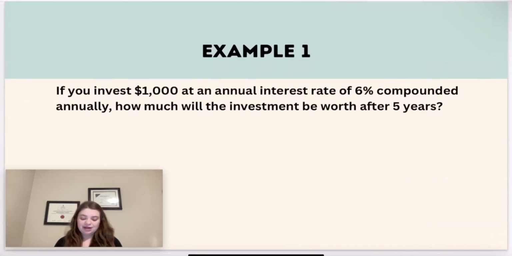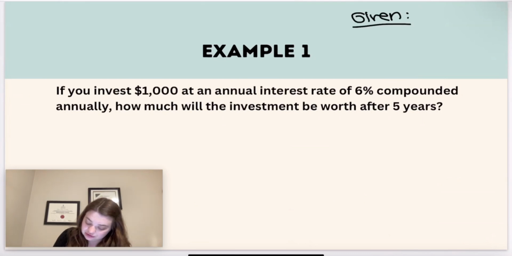It says if you invest $1,000 at an annual interest rate of 6% compounded annually, how much will the investment be worth after 5 years? So, first thing I'm going to do is just write down what was given here. So, what was given in this situation? Well, what we were given was that P, the original principal that we invested, was $1,000.